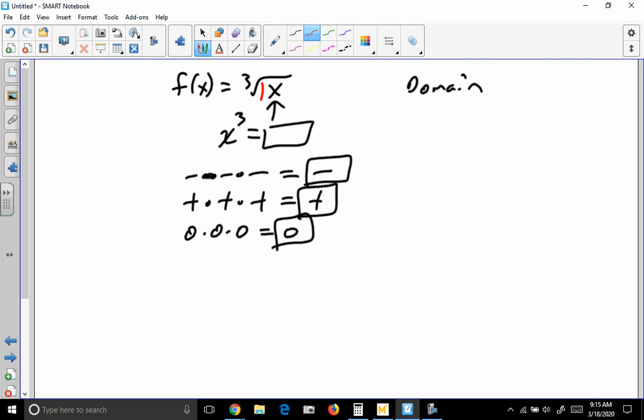So in other words, when we cube numbers, we can get negatives, positives, and 0. So what kind of numbers can we take the cube root of? Well, we can take the cube root of anything. If it's a negative number, we can get a negative number by multiplying a negative number to the third power. If it's positive, we can get a positive by taking a positive number to the third power. Or if it's 0, we can do 0 to the third power. And that's going to be true anytime our index is odd. So if our index is odd, our domain is all real numbers or negative infinity to positive infinity. All real numbers. So that's our domain.